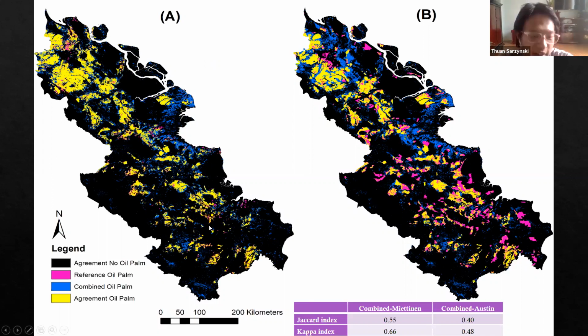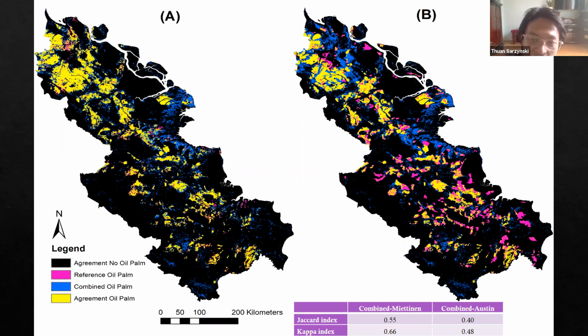And this gave us areas of agreement where there was no oil palm in black, areas of agreement where there was oil palm in yellow, and areas of disagreement where either the combined map detected oil palm while the reference map didn't see any oil palm, so that's a blue area. And in pink, that's the other way, when the reference map, like the Mittinen map, detected oil palm and the combined map didn't, right? And for the B, the map on the right, it's the same, but with the Austin map. So the combined map plus Austin.